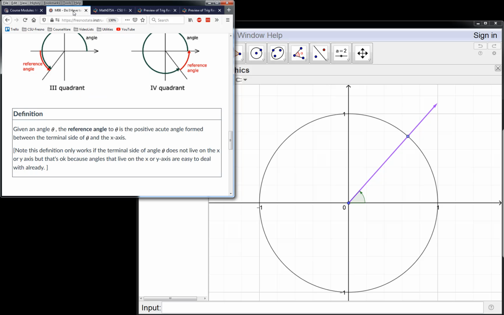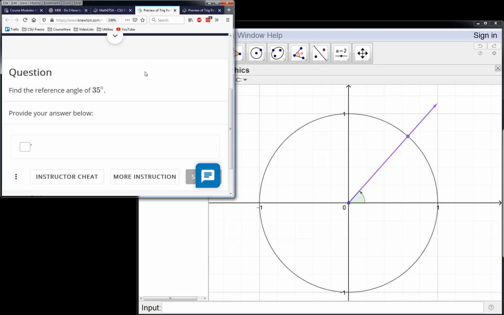All right, so what the heck is a reference angle? Here's the fancy definition: given an angle, the reference angle for the given angle is the positive acute angle that's formed between the terminal side of the given angle and the x-axis. Okay, that's a lot to take in, but the idea is actually a really simple one. Finding reference angles is usually not too hard once you get the hang of it.